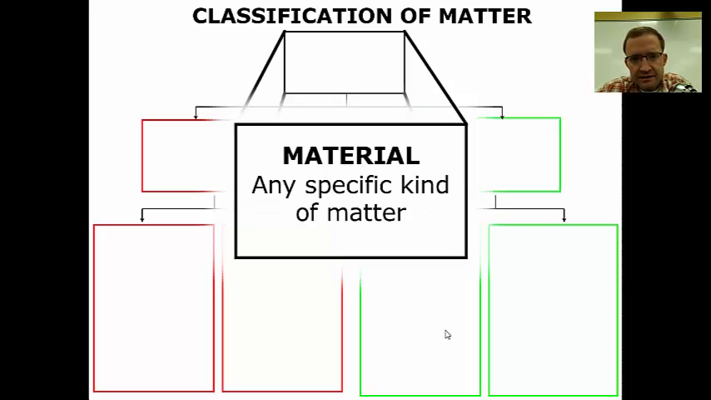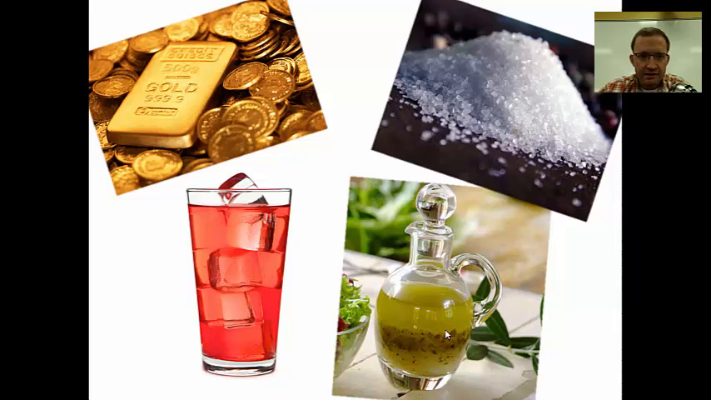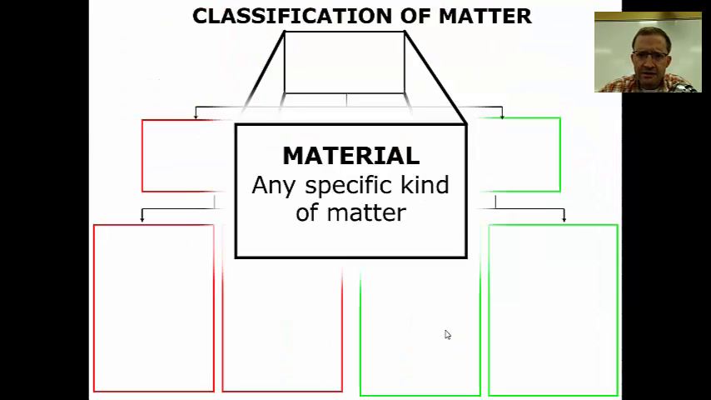In that first box at the top is material, and material is just a very generic term for any kind of matter that we can give a name to. So materials are any number of things. Here's 4 examples of material. We've got a bar of gold up at the top, we've got a glass of Kool-Aid in the bottom left, we've got a little flask of Italian salad dressing at the bottom, and then there's some crystals of salt at the top right. So those are different materials. So materials are any specific kind of matter. Those would all four be different kinds of materials.